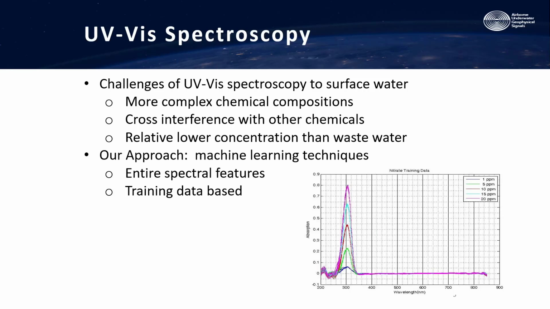Nitrate has a strong absorption peak around the 300 nanometer region, as shown in the image. This makes it possible to quantitatively predict its content when minimal noise is present.